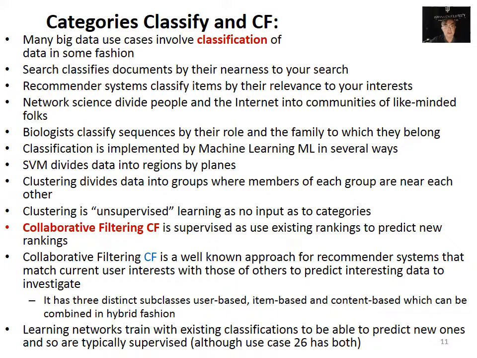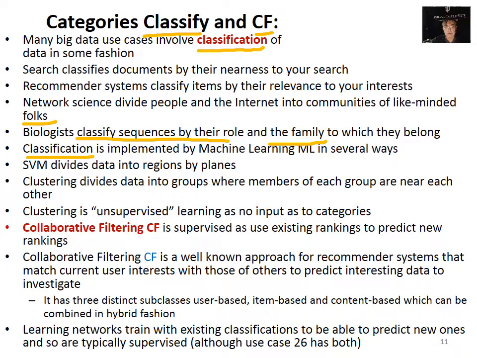Here is another of the categories we introduced: classify and collaborative filtering. So lots of things involve classification. In fact, you can say search is classifying documents by the nearest to your search term. Recommender engines are classifying items by their relevance to your interest. And if you do, say, network science studies, you're dividing people on the internet into communities of like-minded folks. Biologists classify sequences by their role in the family, species, genus, and things like that, to what they belong.